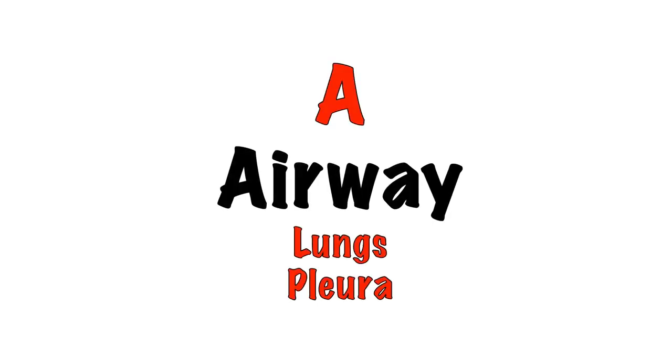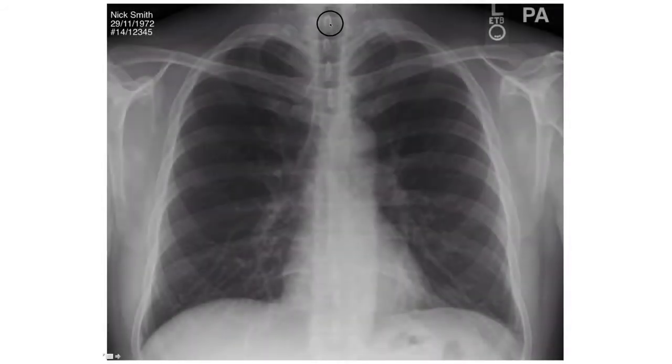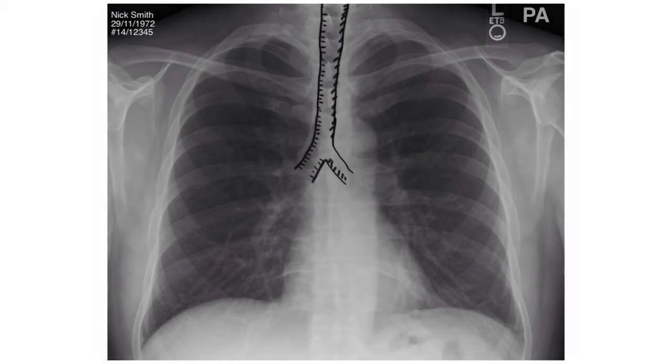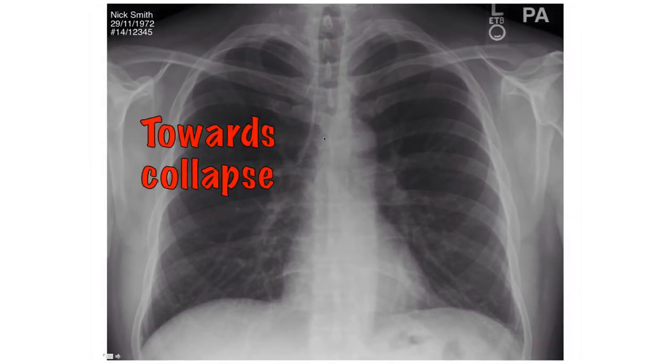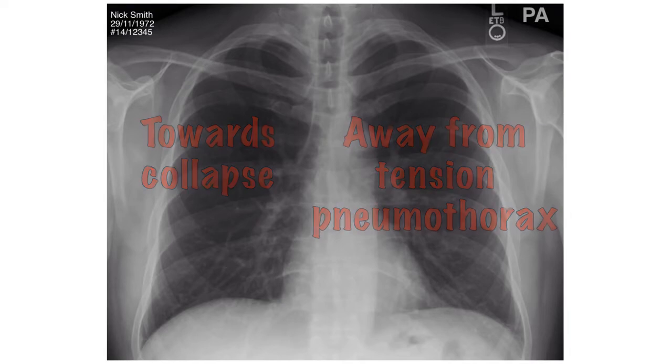A. Airway, lungs and pleura. Start with the trachea and work your way down. The trachea contains air, so it is blacker than its surroundings. Check if it is centrally positioned or deviated to one side. The trachea can be pulled towards the side of collapse or pushed away from the side of a tension pneumothorax.